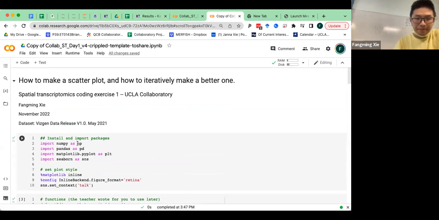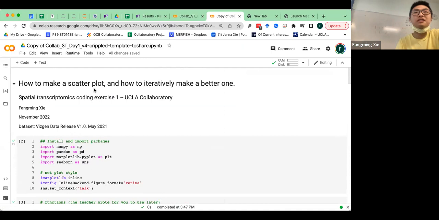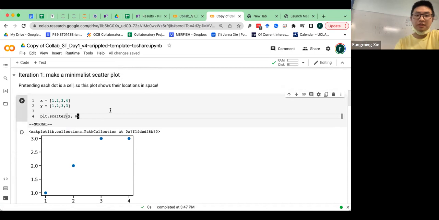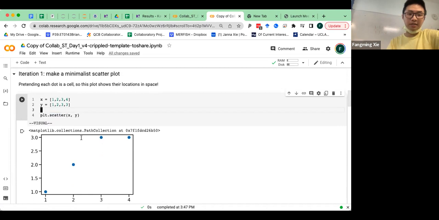The title of this exercise is how to make a scatter plot and how to iteratively make a better one, from the most simple case to the next. Again, just a review, you don't have to pay attention if you know this. The first thing is to try if we can make a scatter plot using any kind of data. You just throw in random numbers. Here, I throw in X is 1, 2, 3, 4, Y is 1, 2, 3, 3, and you make a scatter plot and it works. It just tests out your command. It creates four points because X has four numbers, Y has four numbers.